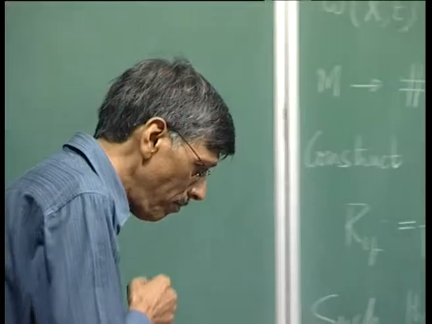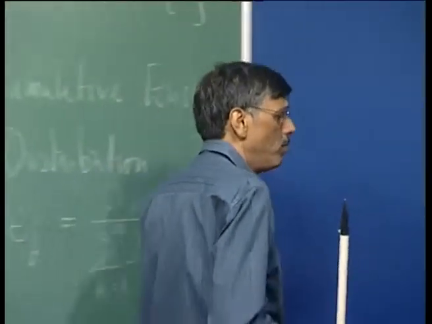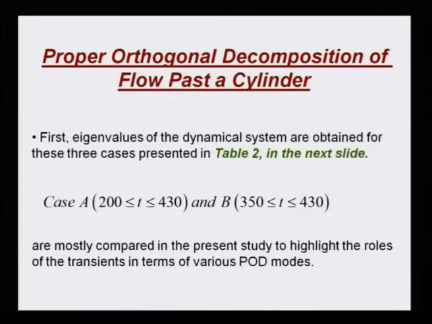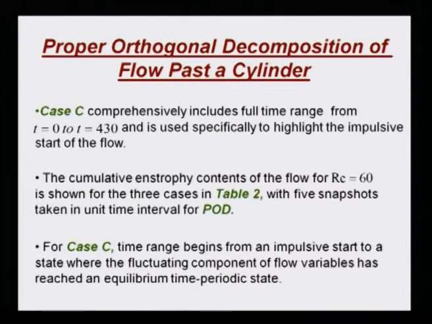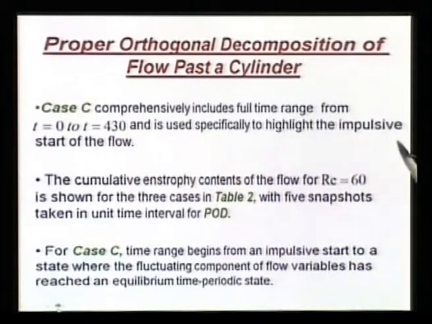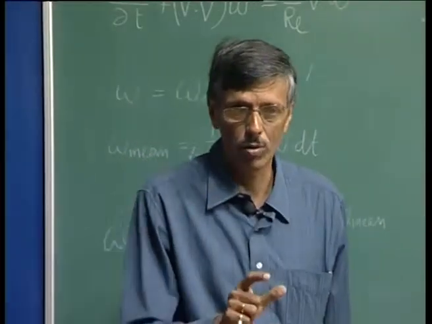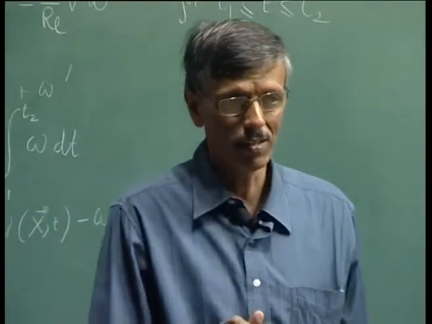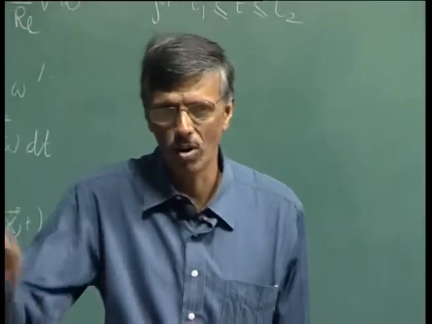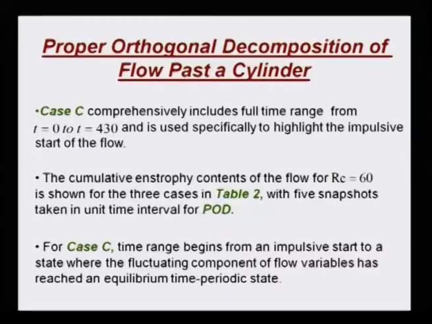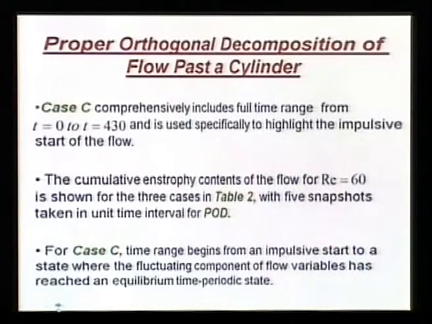Now, what we need to look at here is how we get this POD performed. When I look at case C, I am also including the impulsive start of the flow. At time t equal to 0, the flow was considered inviscid. That was our initial condition, and then we saw how the flow picked up its viscous action. So, that is what we are doing here.